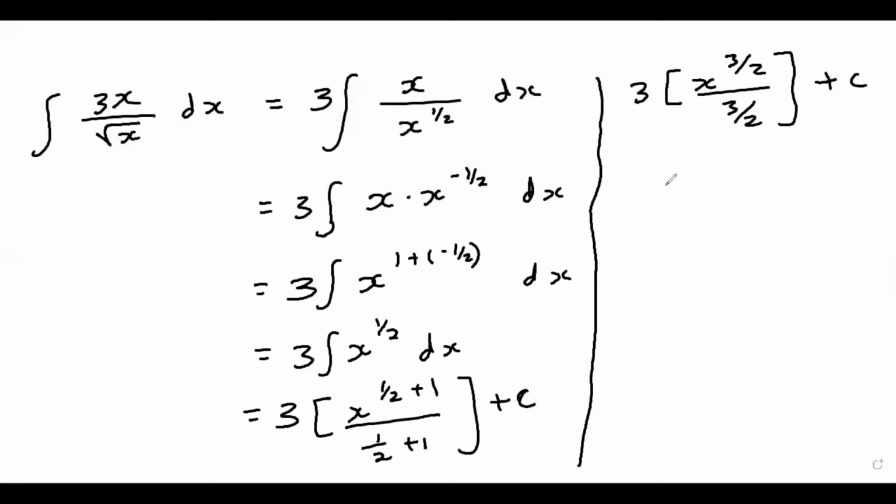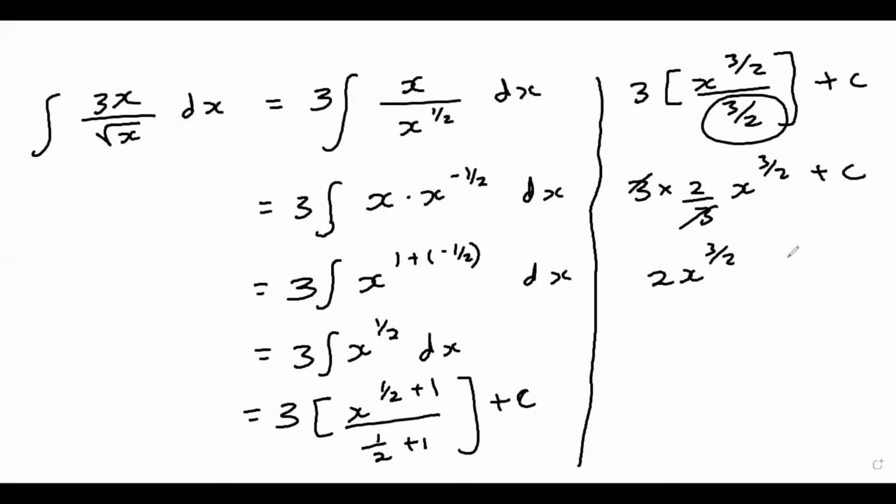So that'd be 3 times 2/3 x to the 3/2 plus c, because again, this is flipping. So then the 3s would cancel. So we'd have 2x to the 3/2 plus c.